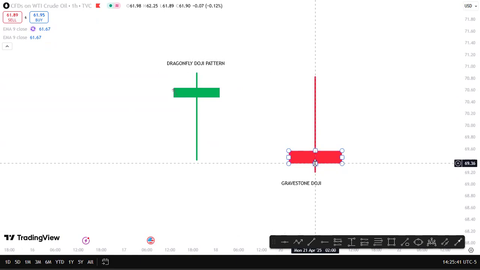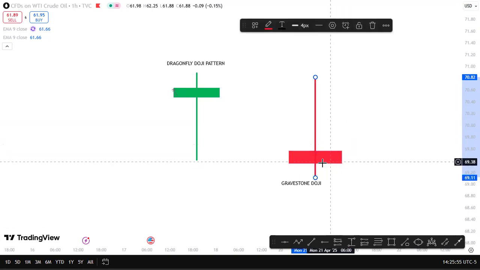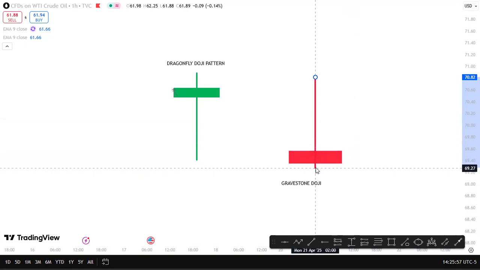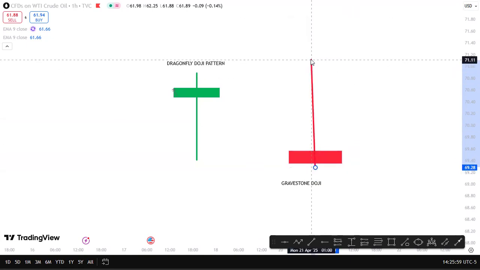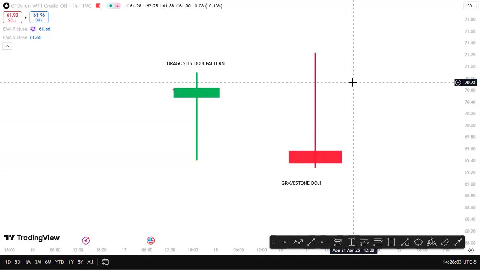You can still see it like this, even with little to no wick at the top. We'll just try to identify it. You must not see it exactly the way I'm doing. You can see it like this, not showing any wick down, or maybe a very little wick. But the thing is that it should have this long wick like this, which tells you there are differences between the dragonfly doji pattern and the gravestone doji.